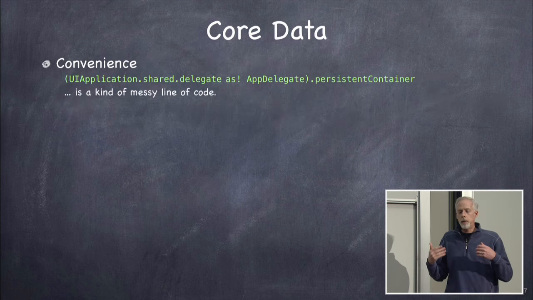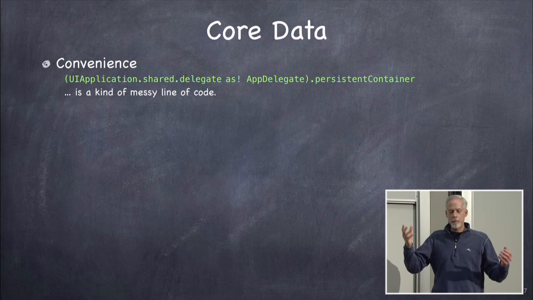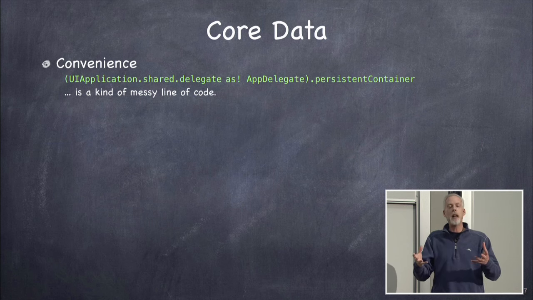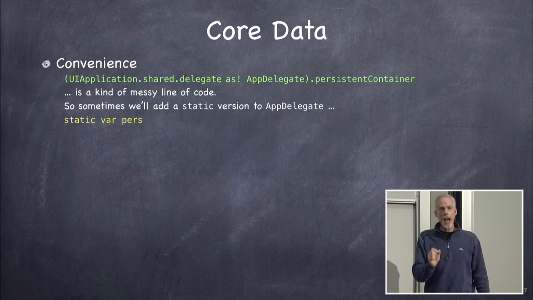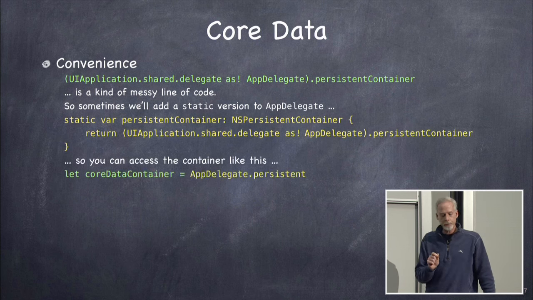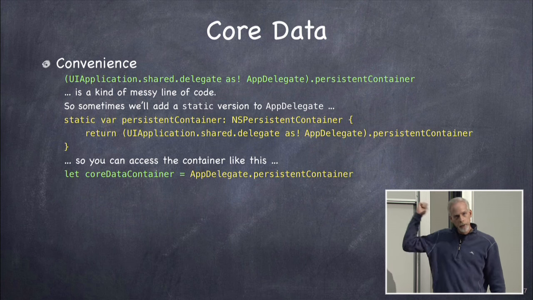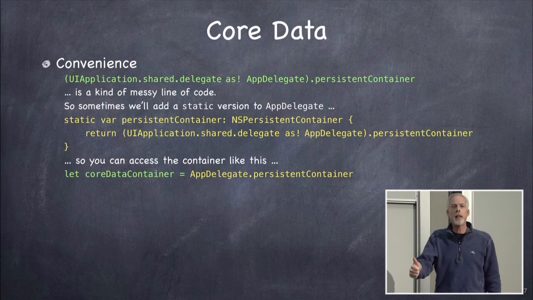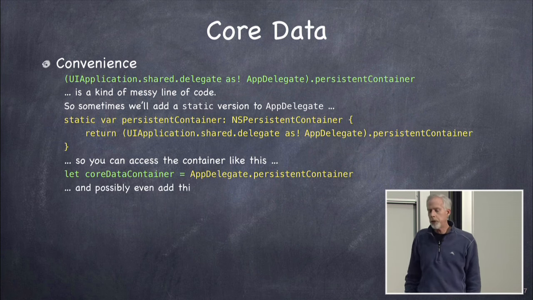Now, it's so common to be accessing this that this line of code, (UIApplication.shared.delegate as! AppDelegate), is kind of a messy line of code. There's as and all these things in there. So a lot of times we'll just create a static version of persistentContainer in our app delegate. Okay? And we'll just call it the same thing, persistentContainer, but it's static, and it's just going to return that messy line of code. So now we can get that persistent container with AppDelegate.persistentContainer. See what I did there? I just made it easier to get it by making that be a static, a class var. And we can do the same thing with viewContext.